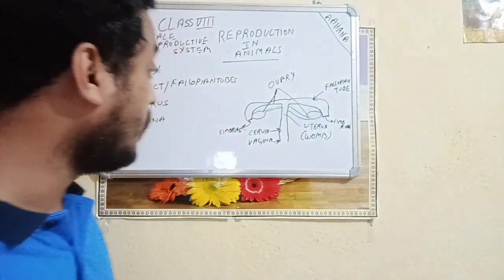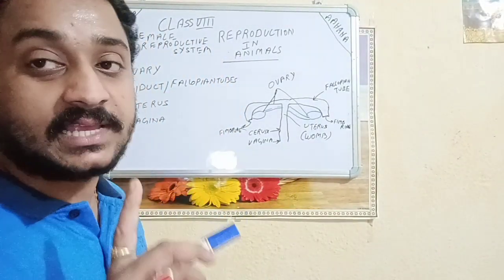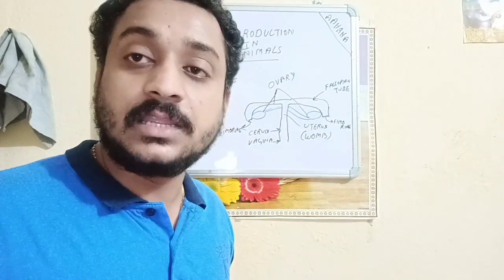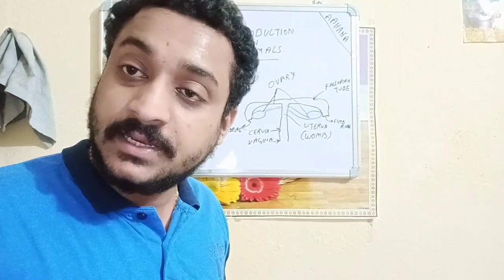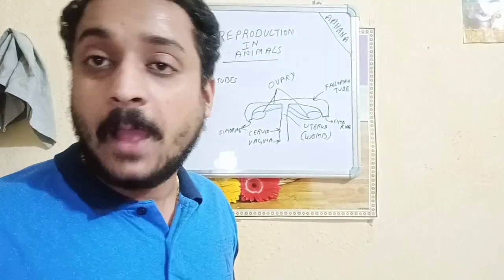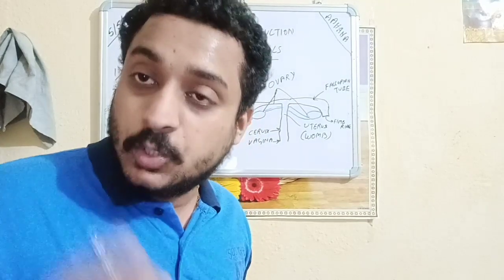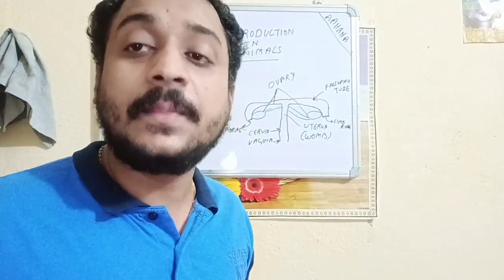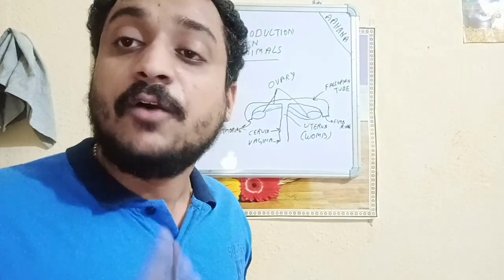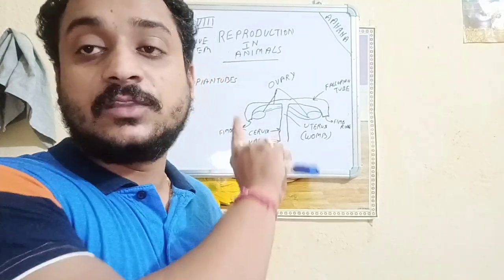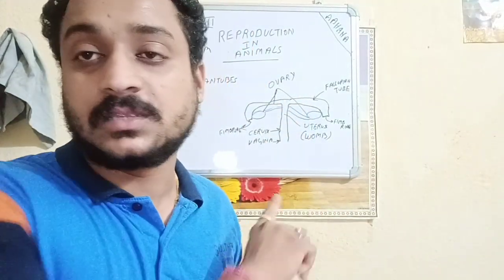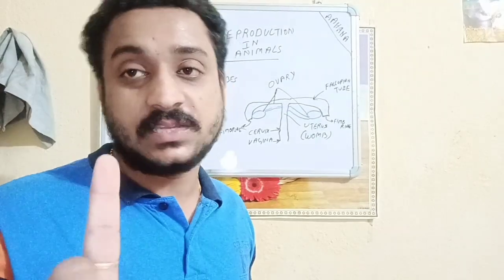Apart from this, there is no common opening, as I have said. For the human male, there is only one common opening externally: the penis is there for dispatching sperms, as well as for dispatching urine. But the human female does not have a common opening; she has two openings. One is for the dispatching of urine, and the other, the vaginal opening, is for the menstrual cycle to occur or to receive the sperm. So I guess it is clear till here.